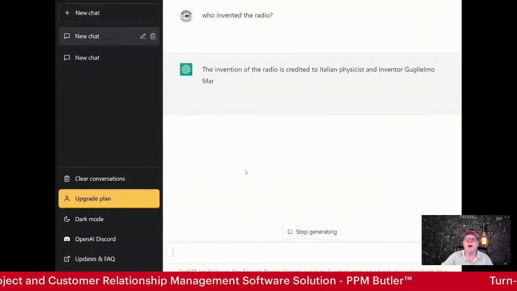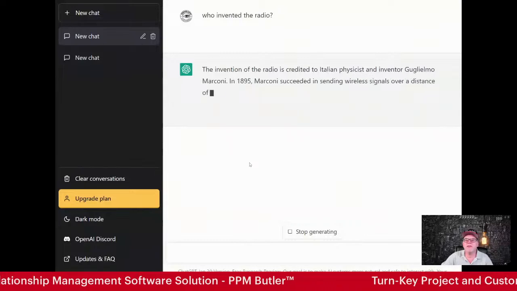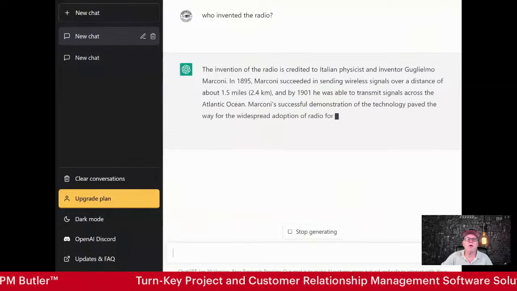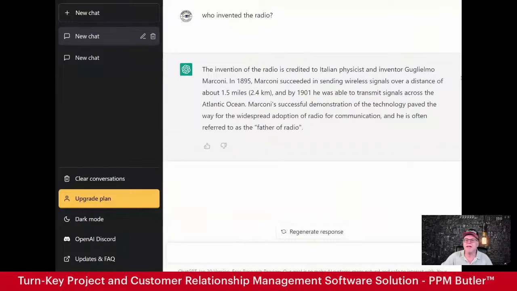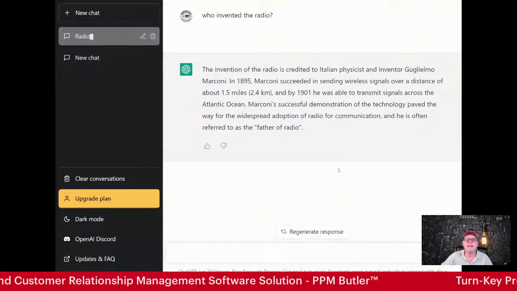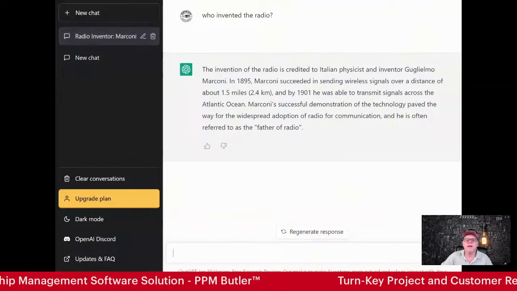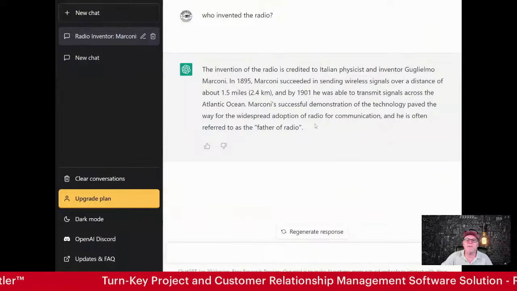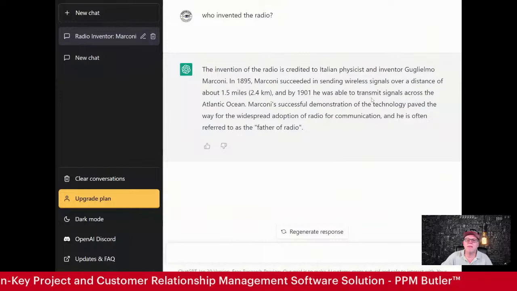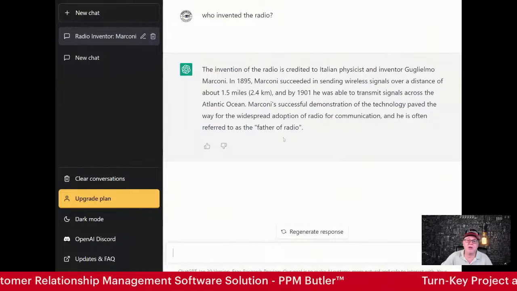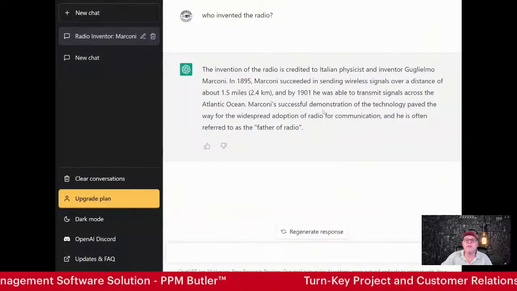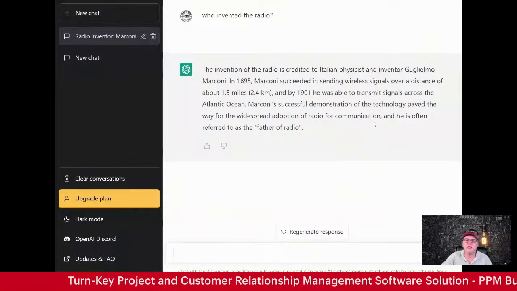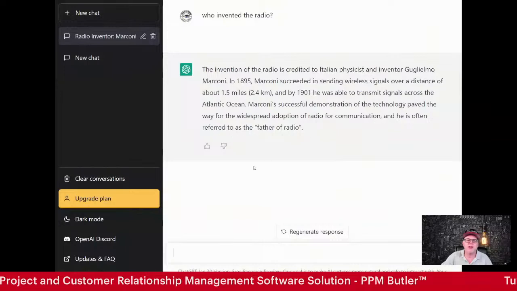The invention of the radio is credited to an Italian physicist and inventor, Guglielmo Marconi. Well, I knew it was Marconi, but I didn't know his first name there. In 1895, okay? And Marconi succeeded in sending a wireless signal over a distance of about 1.5 miles. And by 1901, he was able to transmit signals across the Atlantic Ocean. Marconi's successful demonstration of this technology paved the way for the widespread adoption of the radio for communication, and he is often referred to as the father of radio.